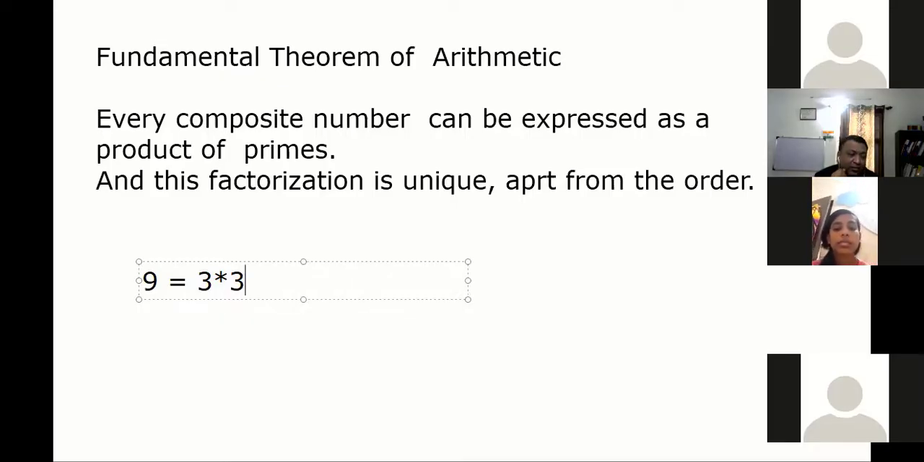Take anything. Every composite number can be expressed as the product of prime numbers. The prime numbers can be the same or different, that is a different thing. But this factorization is unique. Unique means there can be no other combination to get the same number. Order can be different. Any confusion, anyone, please ask me on this. You can ask me on audio if any confusion is there.